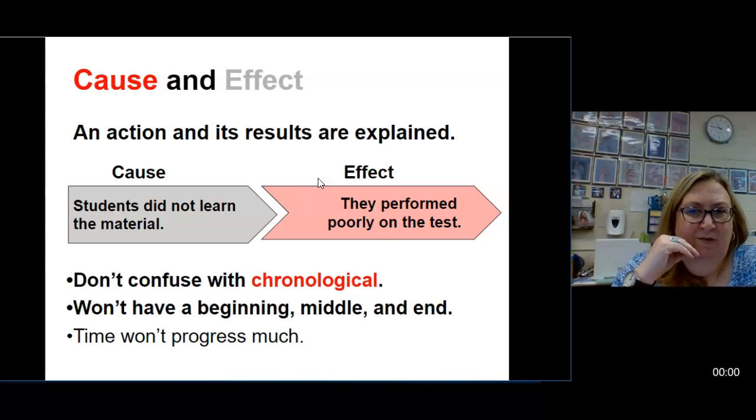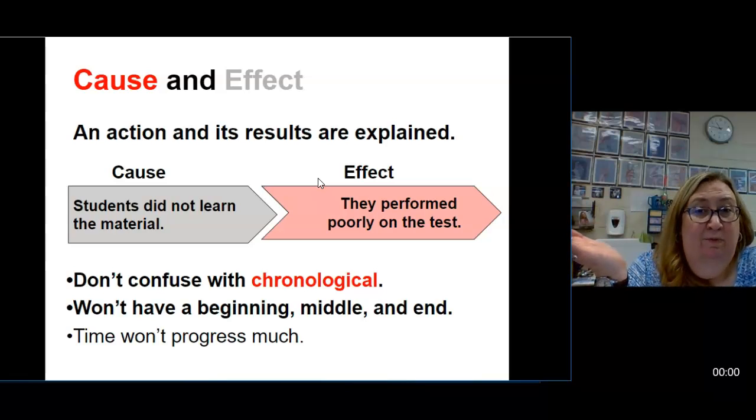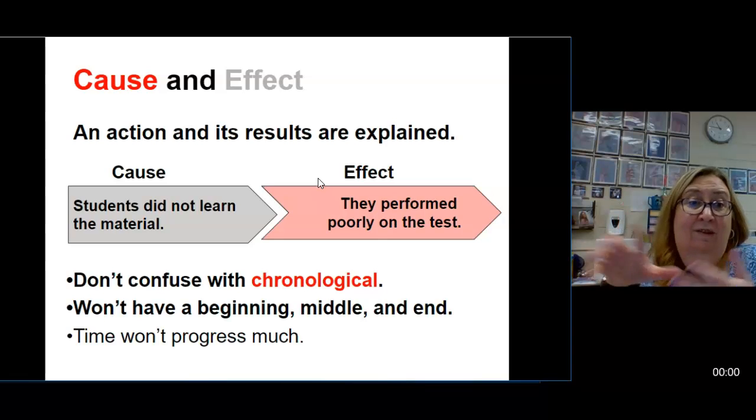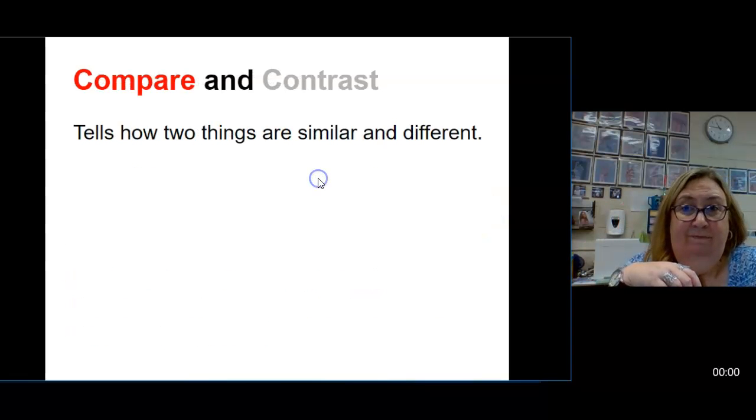We're not going to confuse when we get to chronological, and we've talked about chronological before, having things in order of time. When it's cause and effect, what you're reading probably doesn't have much of a time progression, meaning time doesn't really change. It doesn't really have a beginning, a middle, and an end when we're talking about cause and effect. We're talking about one event and what effect it had on the next event or the event that it caused.